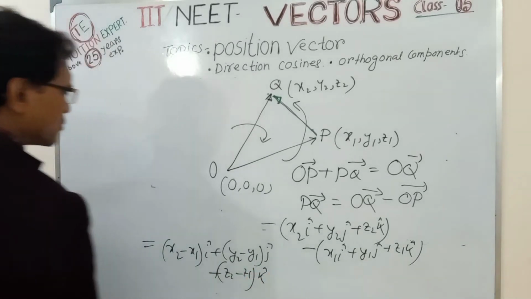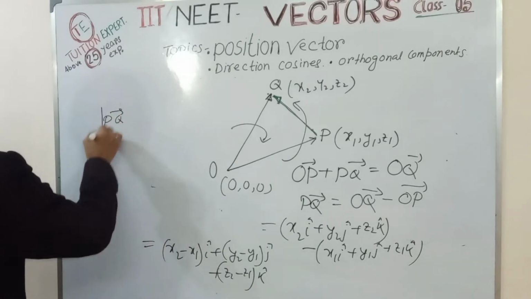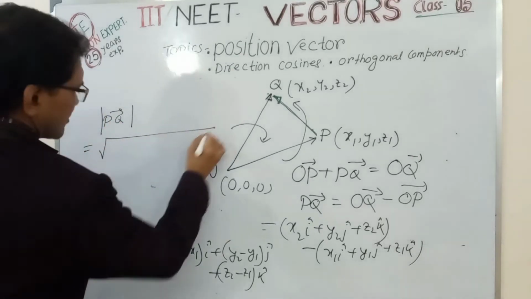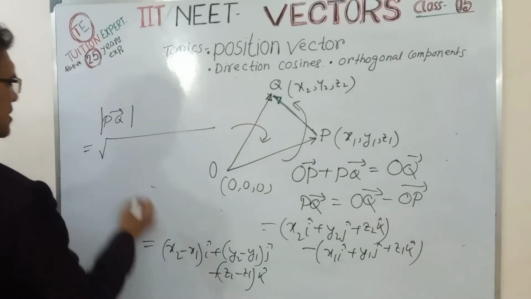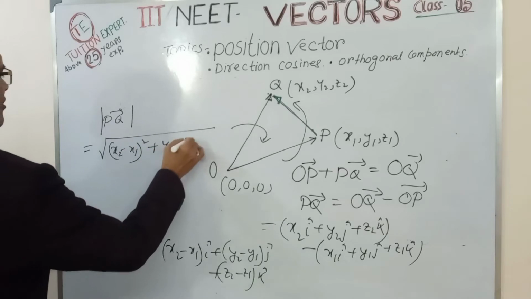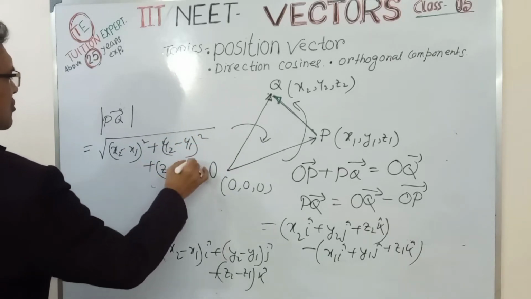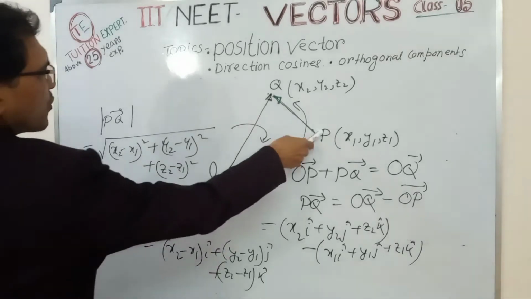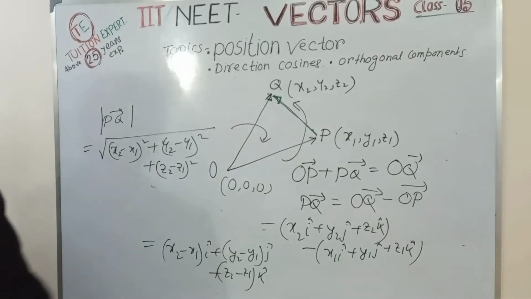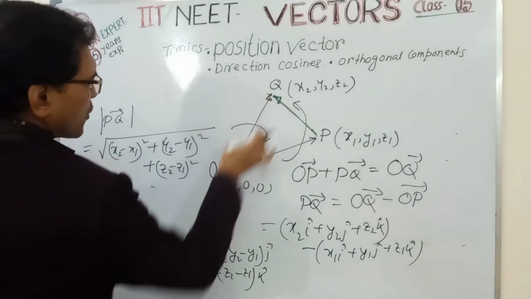So this is PQ. The magnitude of PQ is the square root of this square plus this square plus this square, which is also the distance between two points. From the vector we get this, and this value is the distance between two points.